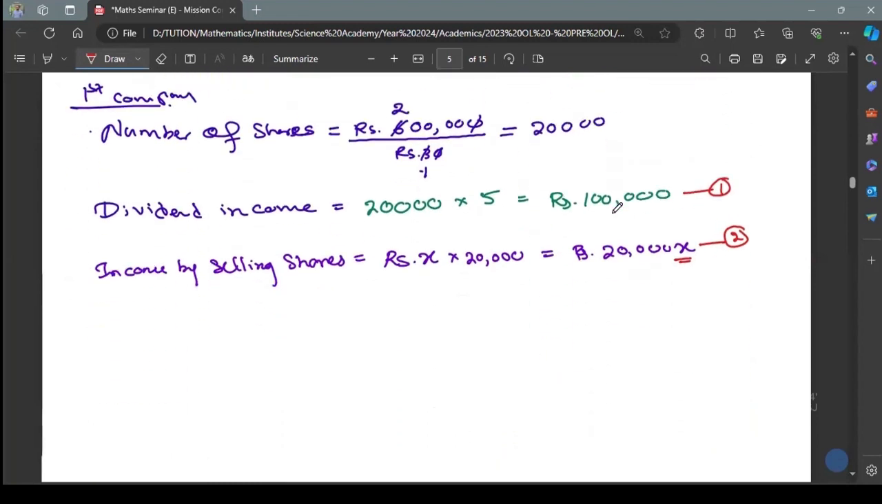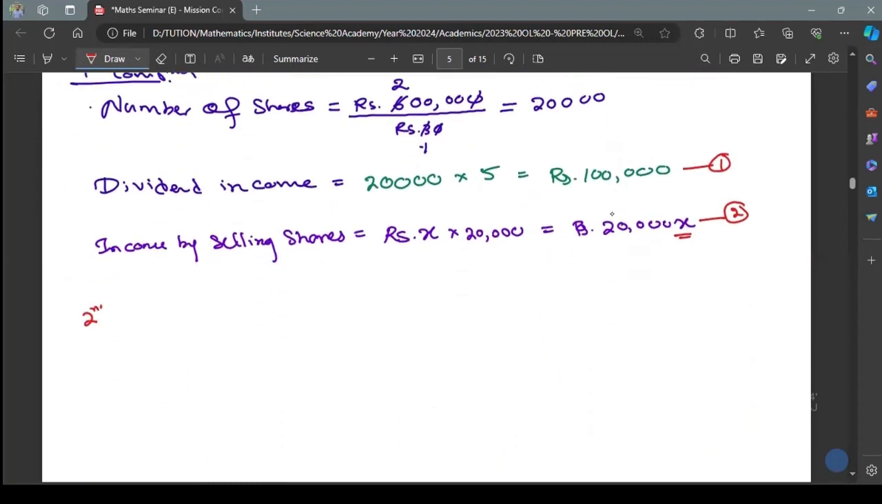So I will go to the second company now. I'm going to do the calculation under the second company. I'm going to calculate the investment. How much he invested? Total income gained from the first company: 100,000 dividend income plus 20,000 X rupees by selling the shares. This is the total investment.